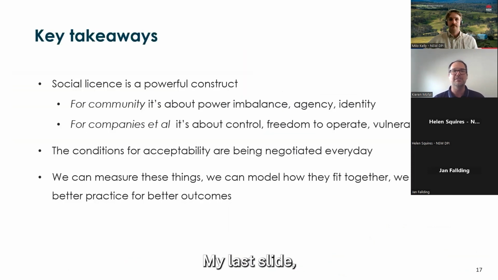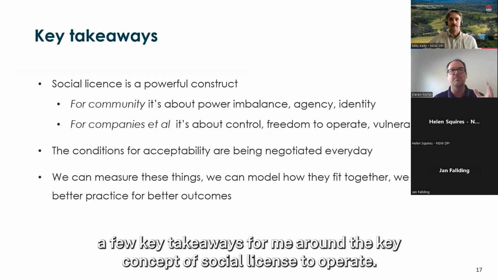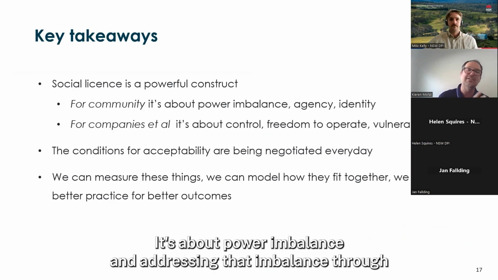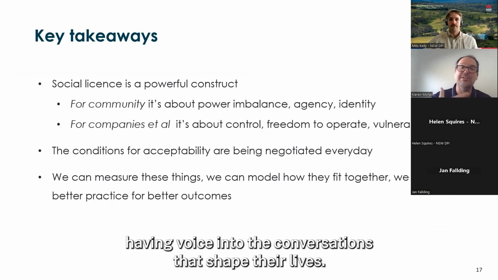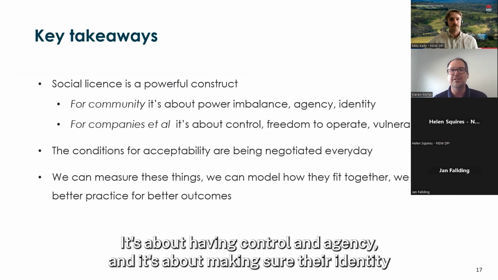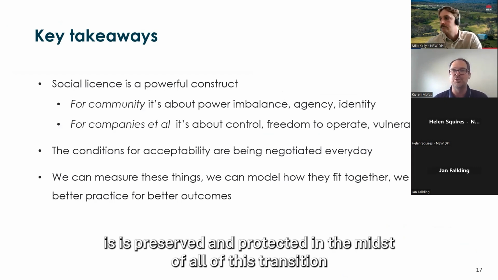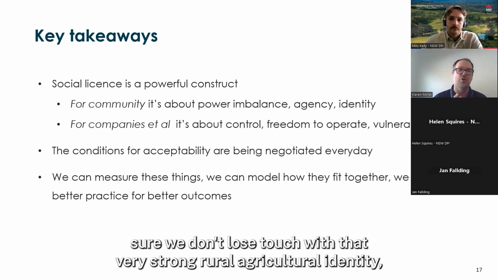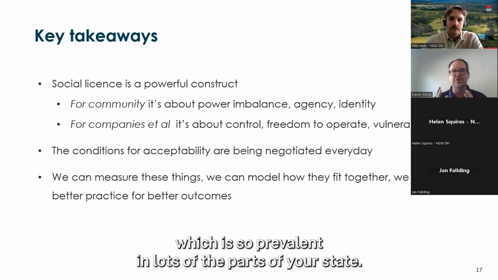Thanks, Helen. My last slide. A few key takeaways for me around the key concept of social license to operate. It's a really powerful concept. For community, it's about power imbalance and addressing that imbalance through having voice into the conversations that shape their lives. It's about having control and agency. And it's about making sure their identity is preserved and protected in the midst of all of this transition that's going on in lots of different industries, as well as making sure we don't lose touch with that very strong rural agricultural identity, which is so prevalent in lots of the parts of your state.